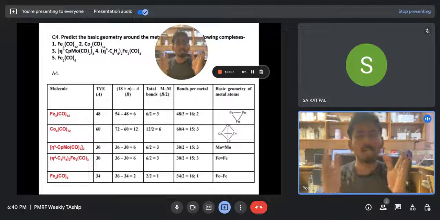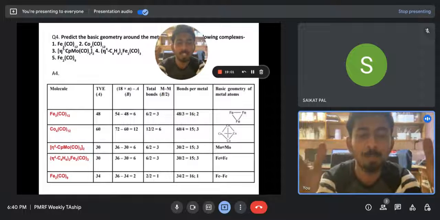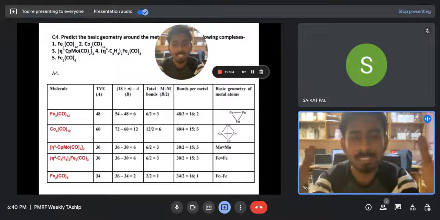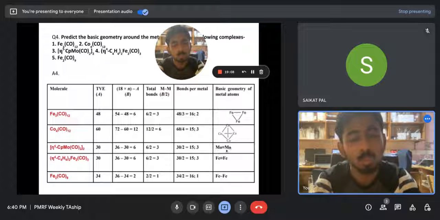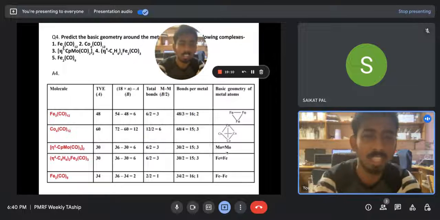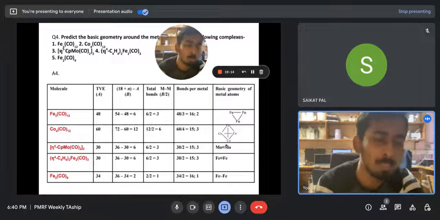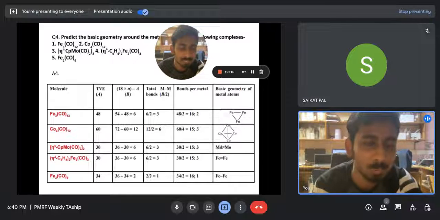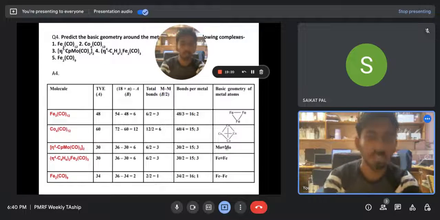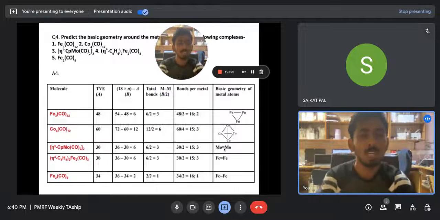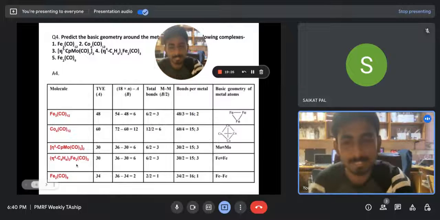So think of it this way: if there are 2 metal atoms and the total number of metal bonds is the same as the bonds per metal, then the metal will be directly bonded to the other metal center. So there is a multiple bond character between the two molybdenum centers. This is the core structure of the molecule, where molybdenum is triply bonded to molybdenum. The total number of metal bonds is 3, and bonds per metal is also 3. Let's come to the next example.